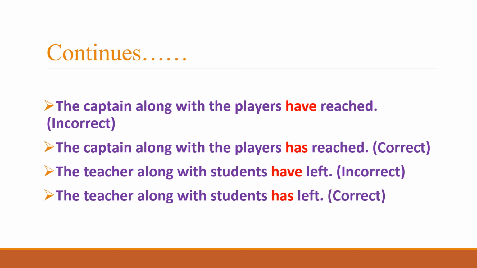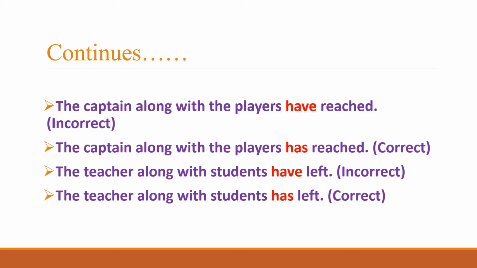"The captain along with the players have reached" is the incorrect expression because of the "have" that has been used according to the players. The correct sentence is "The captain along with the players has reached." "Has" is used according to the captain, and the captain is the real subject of this sentence. Next, "The teacher along with students have left." Again, "have" has been used by considering students, and students is plural. But actually students are not the subject of this sentence. We are referring to the teacher, and the teacher is singular. So a singular noun would take "has" instead of "have." "The teacher along with students have left" is the incorrect sentence, and the correct sentence is "The teacher along with students has left."